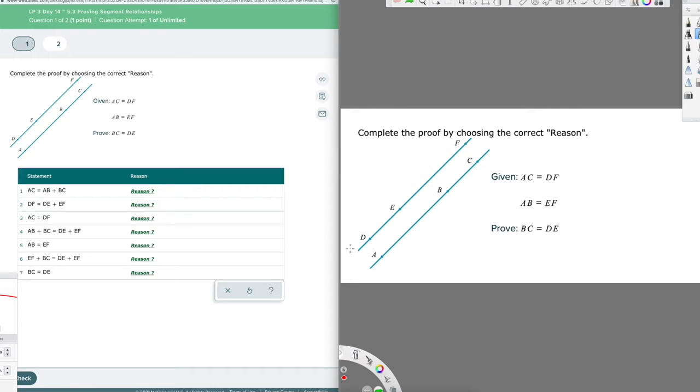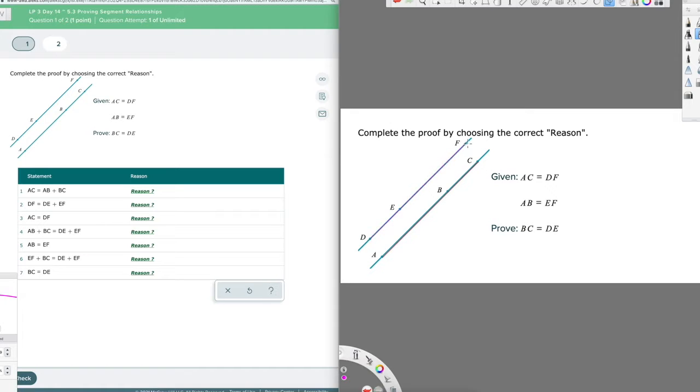So when we're reading this, we're going to be given a certain amount of things. With this one, I'm given AC equals DF. So if I look at this one, AC, I'm actually going to use my line tool here. AC is this piece here. So there's AC, and that equals, and we'll go with pink here, DF. So this other side here, DF.